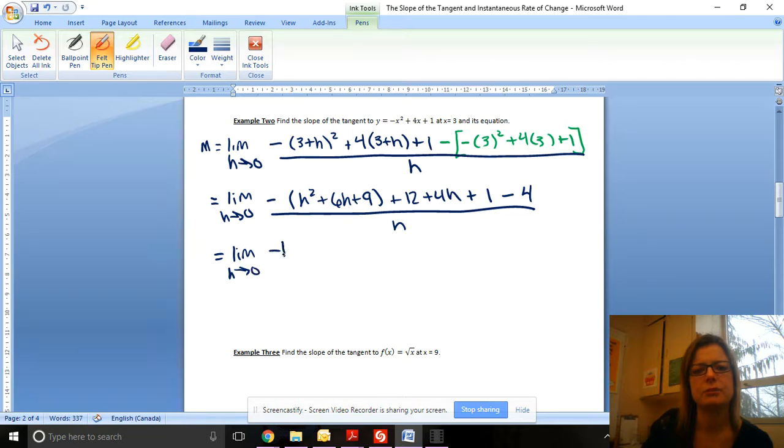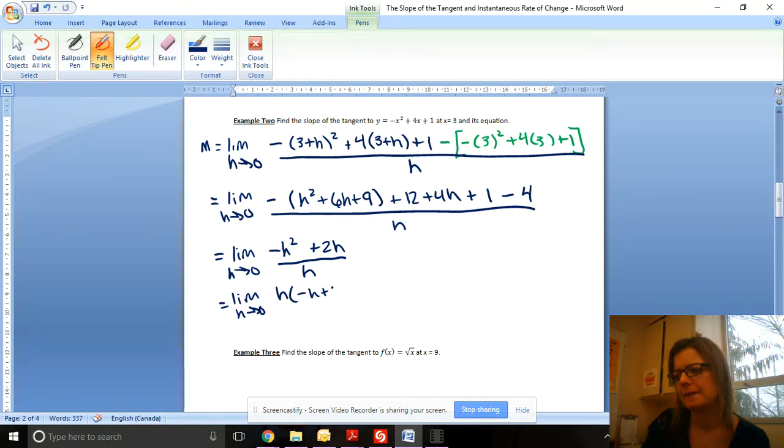Okay, so you get negative h squared. Then you get minus 6h plus 4h, so minus 6h plus 4h gives us plus 2h. Okay, and then you get minus 9 plus 12 is 3, plus 1 is 4, minus 4 is 0. So you're actually just left with that. So then you can take the limit as h approaches 0, take out an h, you're left with negative h plus 2. Sorry, negative h plus 2, if I'm taking out an h.